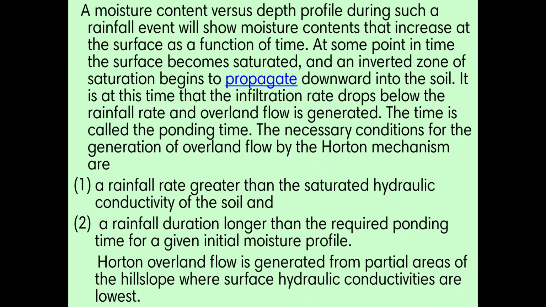The necessary conditions for the generation of overland flow by the Horton mechanism are a rainfall rate greater than the saturated hydraulic conductivity of the soil and a rainfall duration longer than the required ponding time for a given initial moisture profile. Horton overland flow is generated from partial areas of this hill slope where surface hydraulic conductivities are lowest.